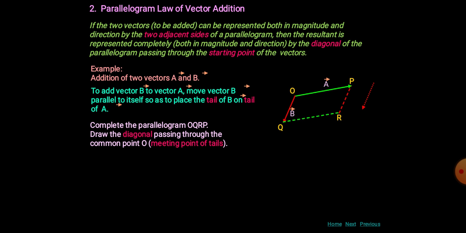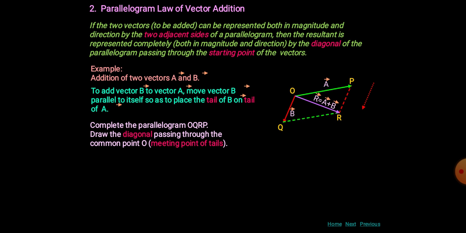According to the statement, if two vectors can be represented both in magnitude and direction by the two adjacent sides of a parallelogram, here we have taken OP and OQ. These are the adjacent sides of the parallelogram. They are represented by the vector A and vector B respectively. Then the resultant vector is what? The diagonal of the parallelogram which is passing through the starting point of those two vectors. So what is the resultant vector here? OR, which is starting from that O.